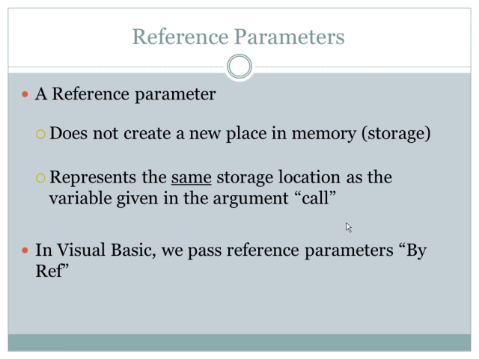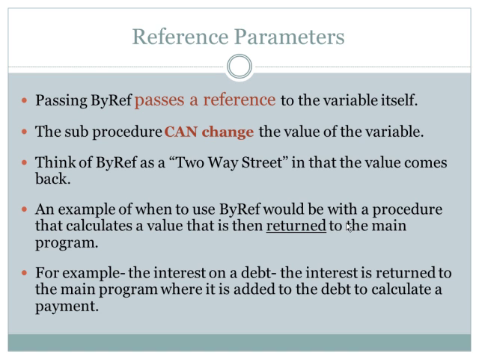Now, as I mentioned earlier, we also have a second type of parameter. This is a reference parameter. This reference parameter doesn't actually create a new place in memory. It's going to basically represent the same storage location as the variable given in the call statement. So we're going to call those ByRef instead of ByVal.